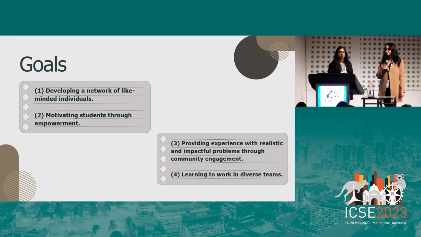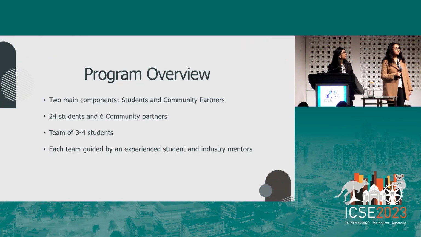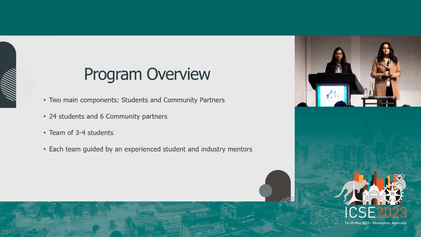The program consisted of 2 main parts, the students and the projects, which from here on we will be referring to as community partners. Through the help of the Community Engaged Learning Department at the University of Victoria, we were able to recruit 6 community partners whose goals aligned with our program goals. We also recruited 24 students from diverse backgrounds, which we'll be discussing soon, and we divided them into teams of 3 to 4 students. Each team was guided by a senior experienced student who had more experience engaging with community partners, and we also had industry mentors who guided our students throughout their projects.